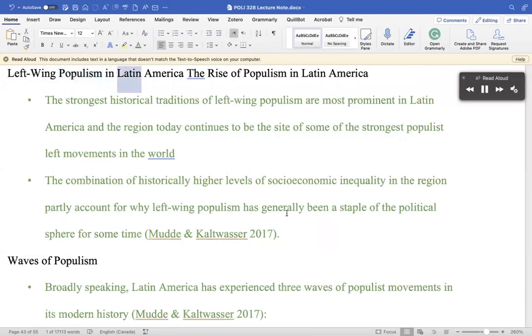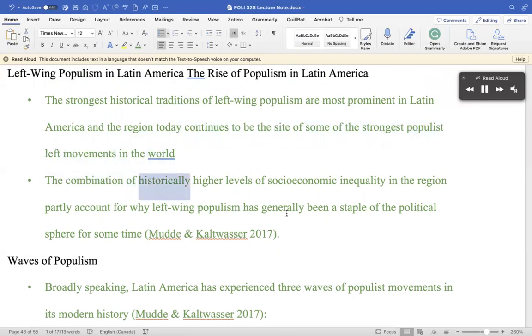Left-wing populism in Latin America. The rise of populism in Latin America. The strongest historical traditions of left-wing populism are most prominent in Latin America, and the region today continues to be the site of some of the strongest populist left movements in the world.